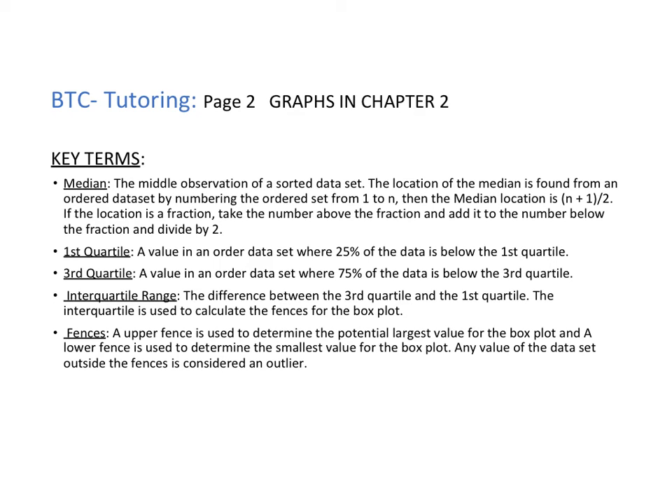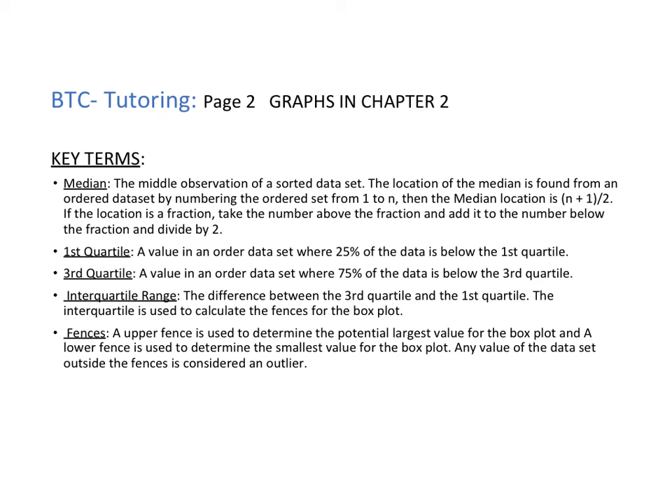The first quartile is a value in an ordered data set where 25% of the data is below the first quartile. The third quartile is a value in an ordered data set where 75% of the data is below the third quartile. The interquartile range is the difference between the third quartile and the first quartile. The interquartile range is used to calculate the fences for the box plot.